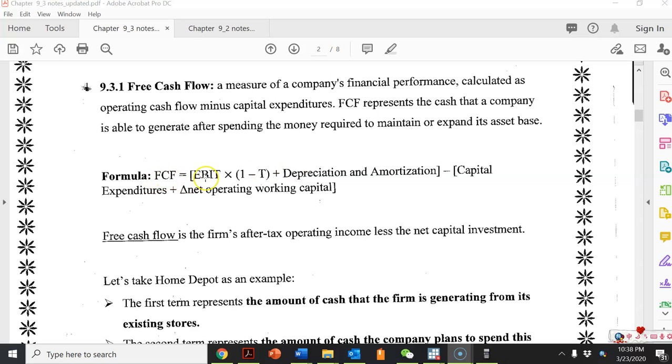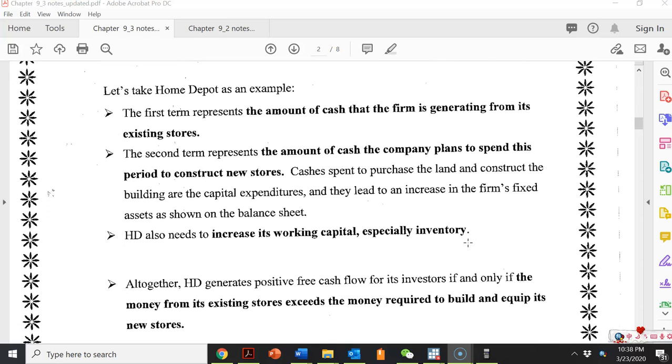Free cash flow becomes EBIT multiplied by (1 minus T), plus depreciation and amortization, minus capital expenditures, plus delta net operating working capital. Free cash flow is the firm's after-tax operating income less the net capital investment. Let's take Home Depot as an example.